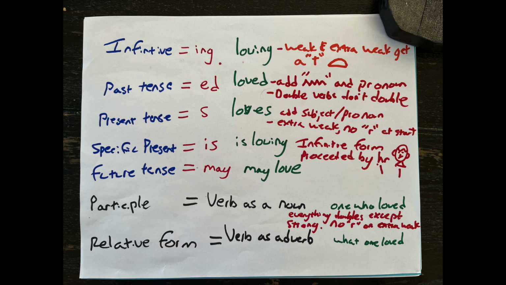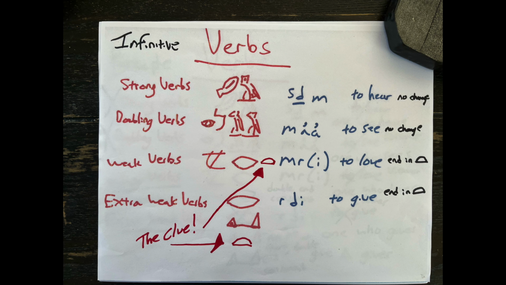All right, what we're talking about now, where we left off, was verb tenses and the clues that let you know what tense the verb is in. And as a reminder, there are 4 different types of verbs in ancient Egyptian: strong verbs, doubling verbs, weak verbs, and extra weak verbs. And in the case of the infinitive form, your clue is that the weak verbs and the extra weak verbs get an extra T at the end. That's your infinitive verb clue.